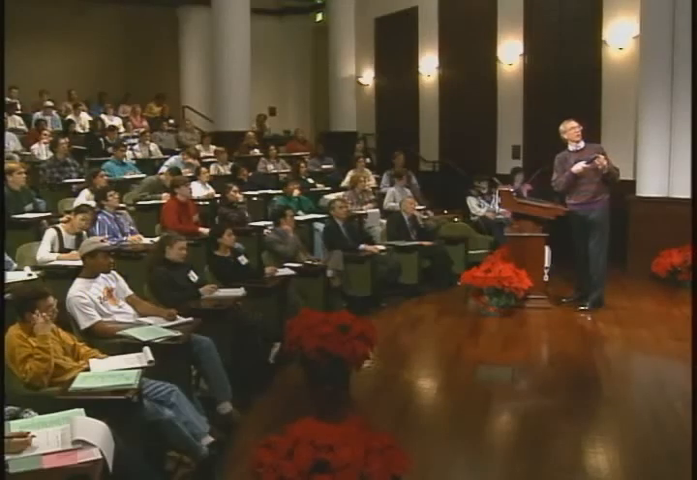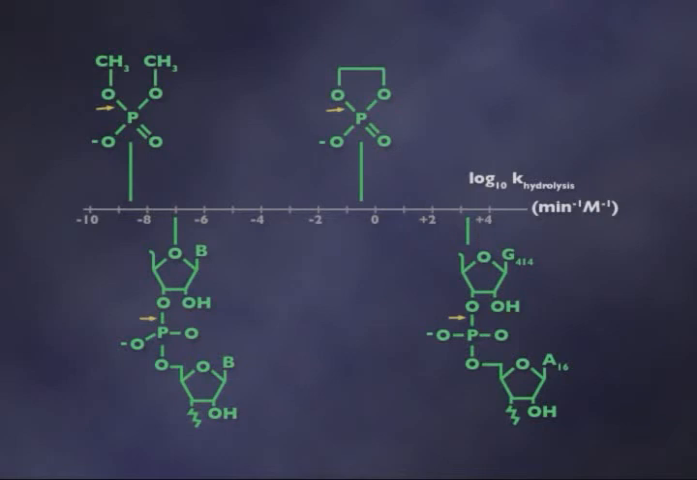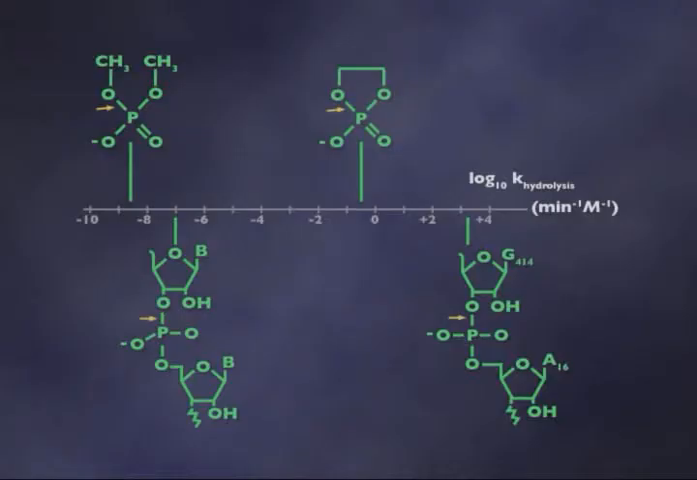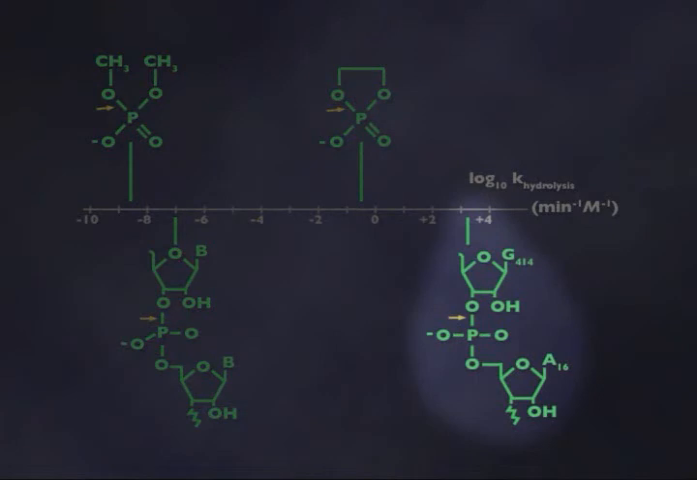And the difference between these 2 numbers, this is a logarithmic scale, is 10 to the 11th fold. That's where the 100 billion times comes from in the title of this lecture. So let's put that in terms of real numbers. It means that the reaction, when catalyzed, is taking place on the time scale of milliseconds.